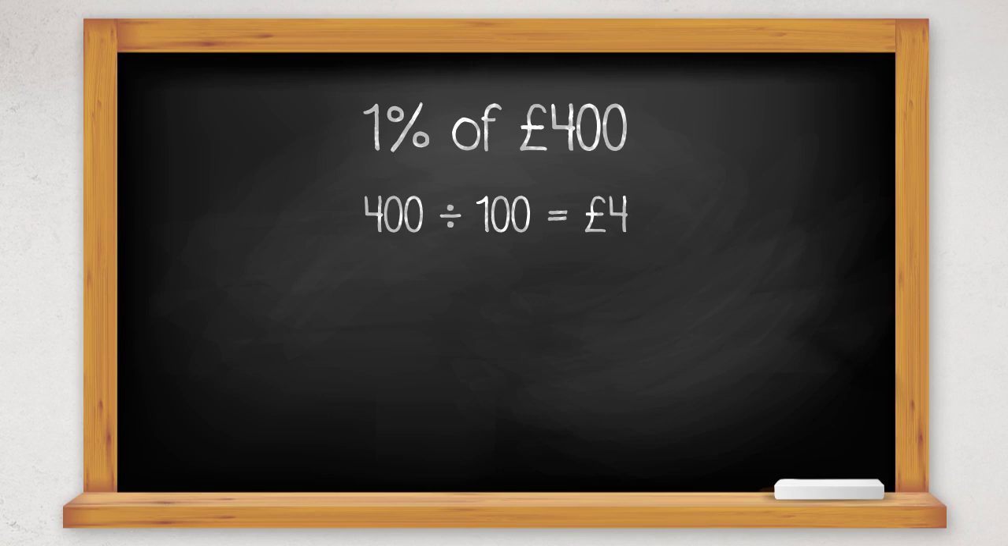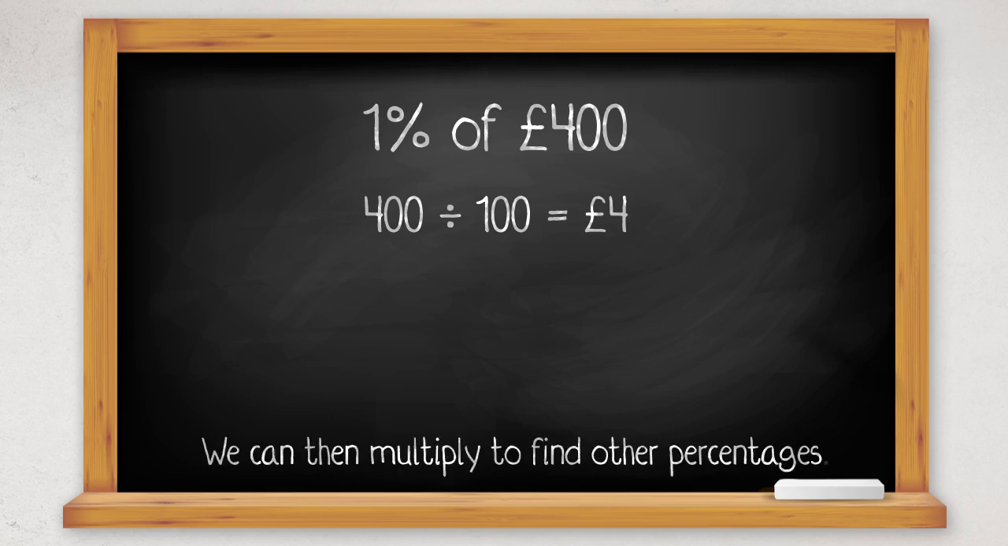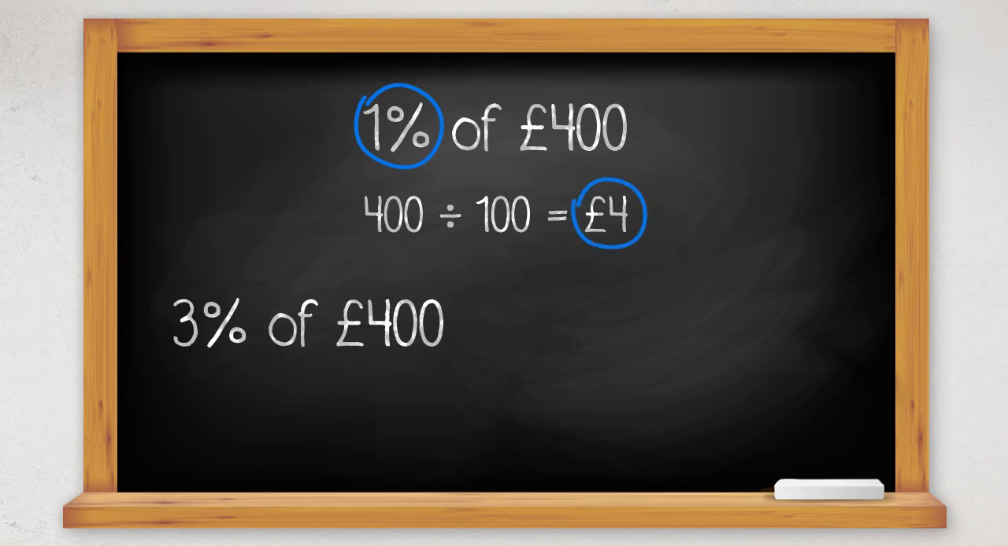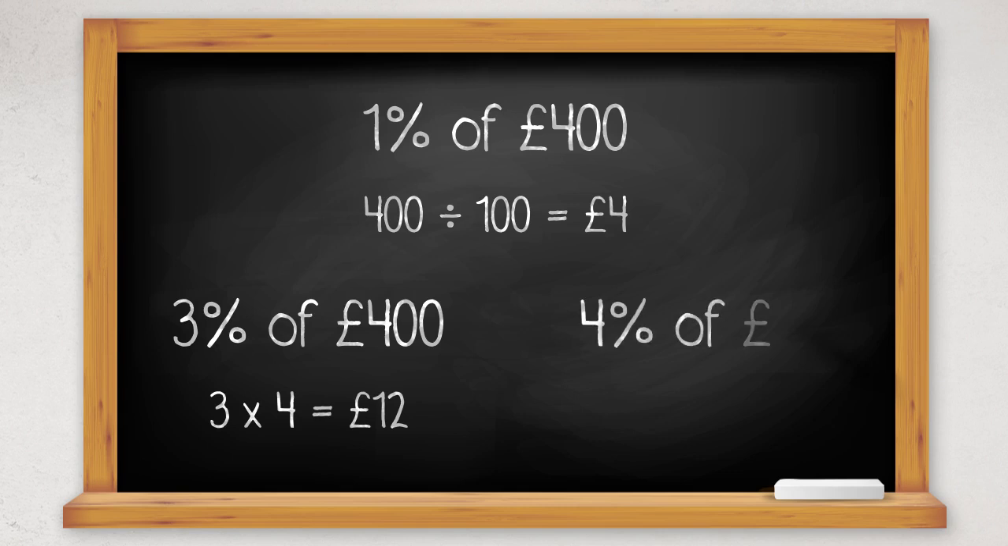We can then multiply to find other percentages. To find 3% of £400, since 1% of £400 is £4, then 3% of £400 is 3 times £4, which is £12. 4% of £400 is 4 times £4, which is £16.